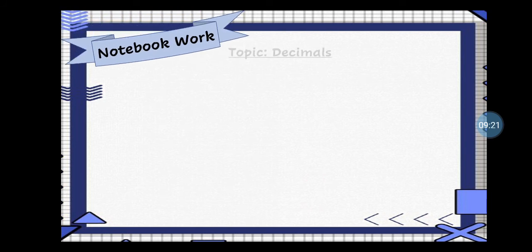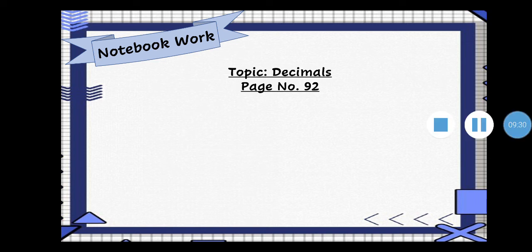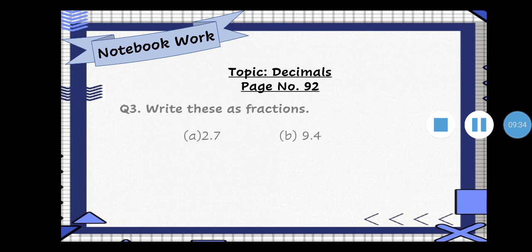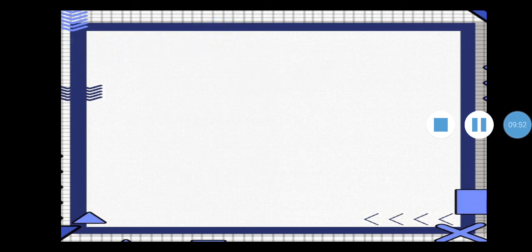This is your notebook work. Now you have to open your notebooks. You have to write the topic and the page number, and you have to solve question number 3. Write these as fractions. It has 6 parts, so you have to complete all these parts in your notebooks. I hope you understood all these things and you can complete it very well.